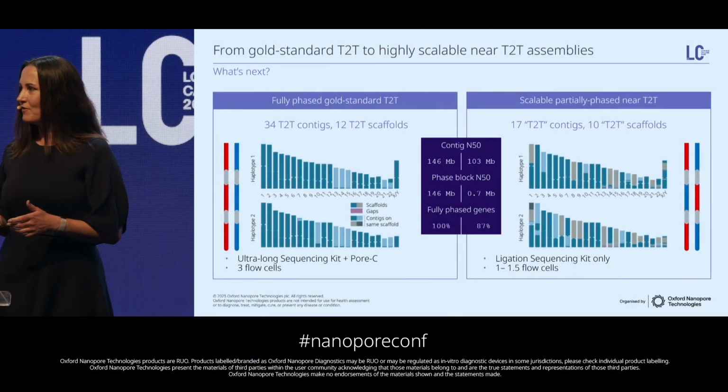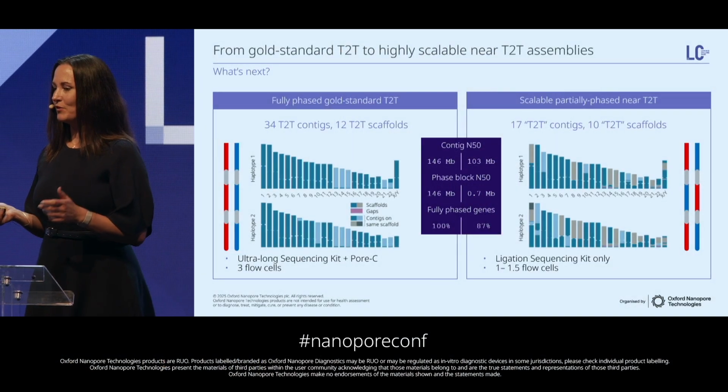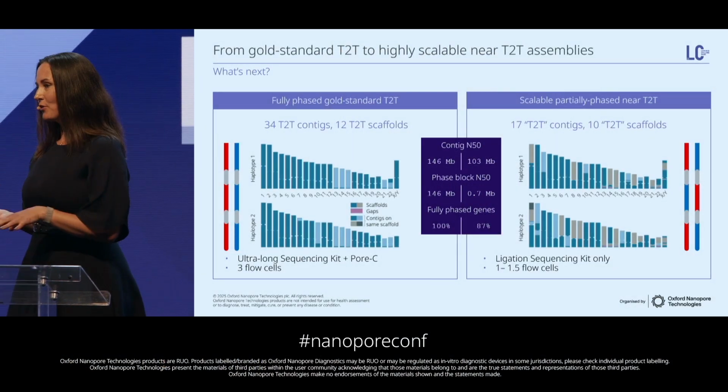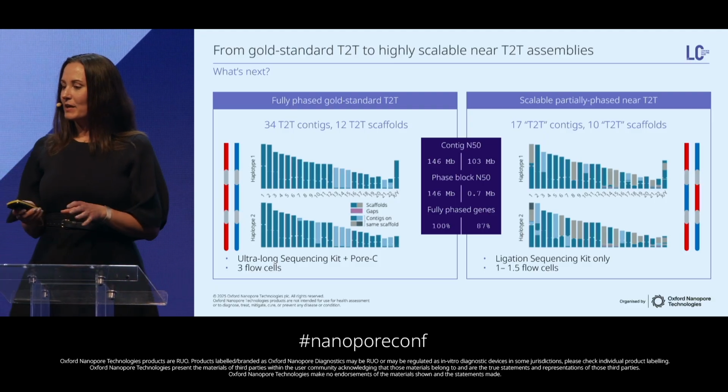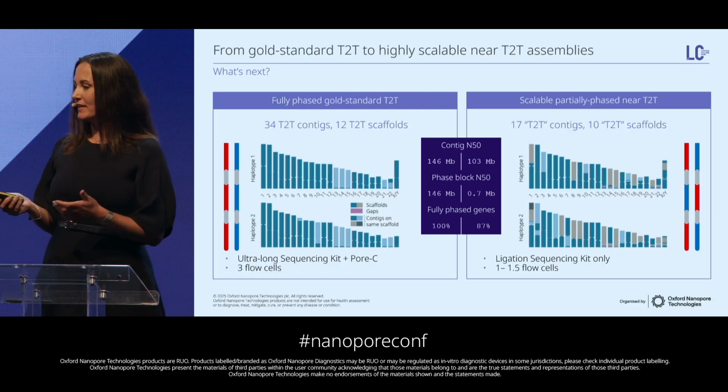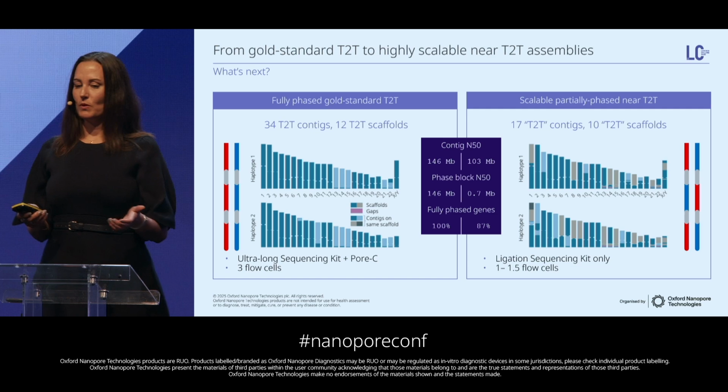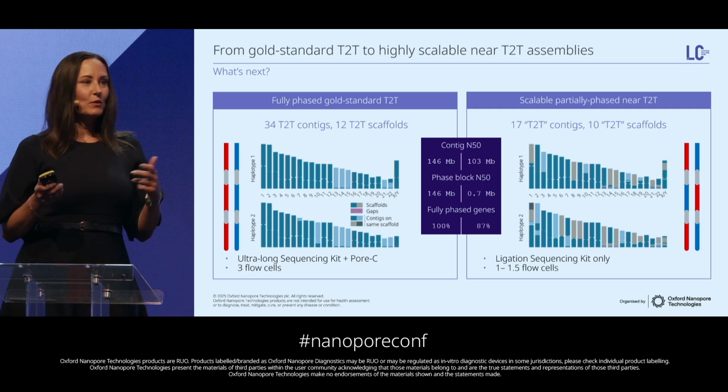So I get to do another fun thing at the end, which is talk about what we think is coming. So this is just a recap of what Sean showed. On the one hand, we have the best of the best T-to-T ever produced, but on 3 flow cells. And on the other hand, we have partially phased near T-to-T, but only using 1 flow cell. So the question is, can we combine the two?